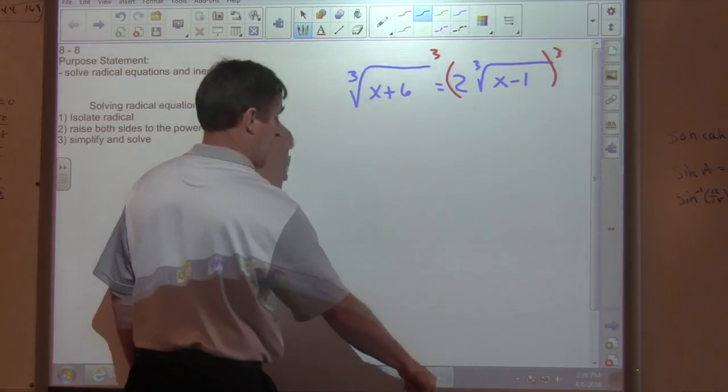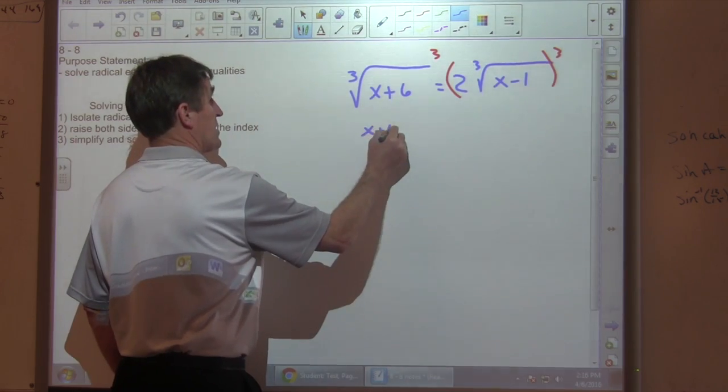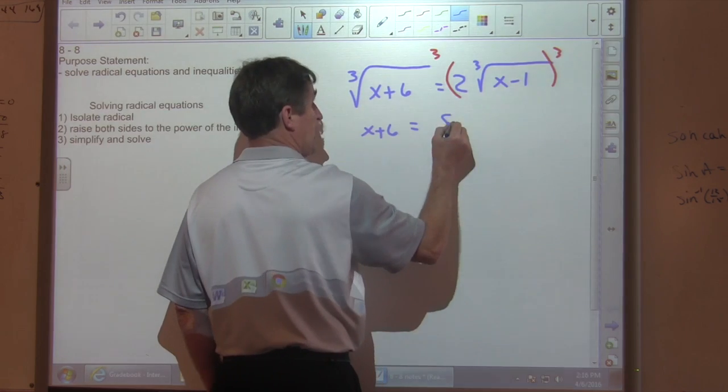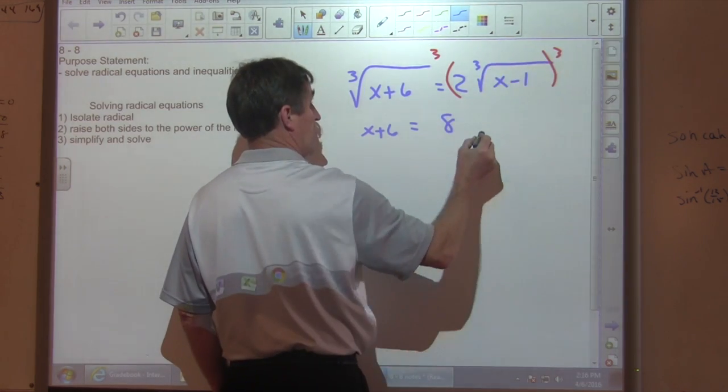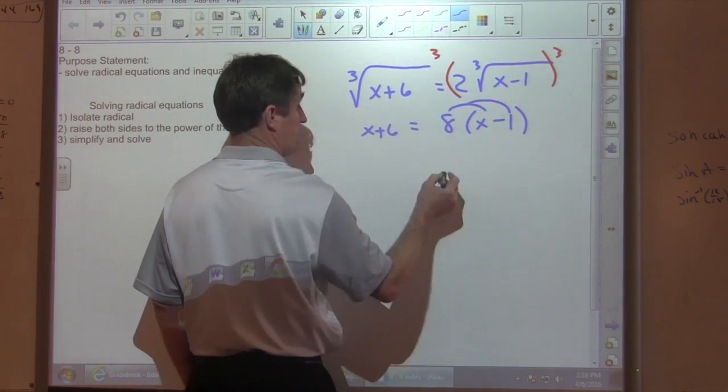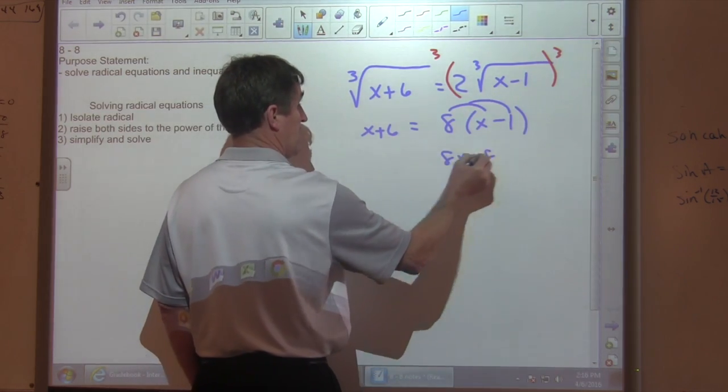So on this side they cancel, and we get x plus 6 equals, remember the cube affects the 2, so we get 8, and then the cube and cube root cancel, so we get x minus 1. Distribute, 8x minus 8.